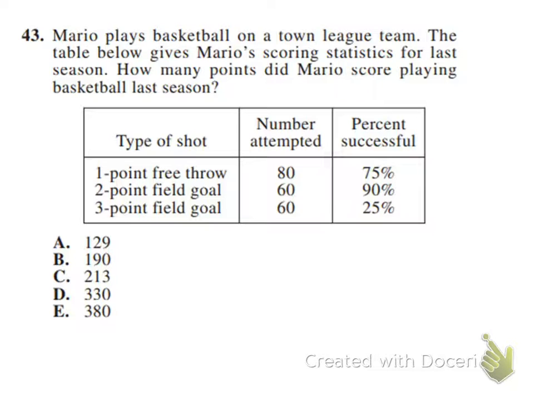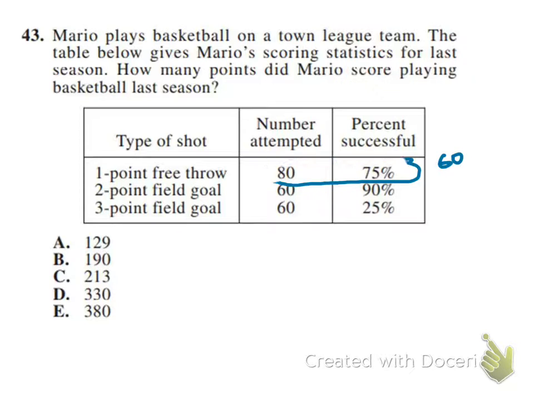2 more and then we're done. 43. Mario plays basketball on a town league team. The table below gives Mario's scoring statistics for last season. How many points did he score playing basketball last season? He made 75% of his 1-point throws. What's 75% of 80? Now you could do that on a calculator, 0.75 times 80, or you could know that it's 60. So he made 60 1-pointers.